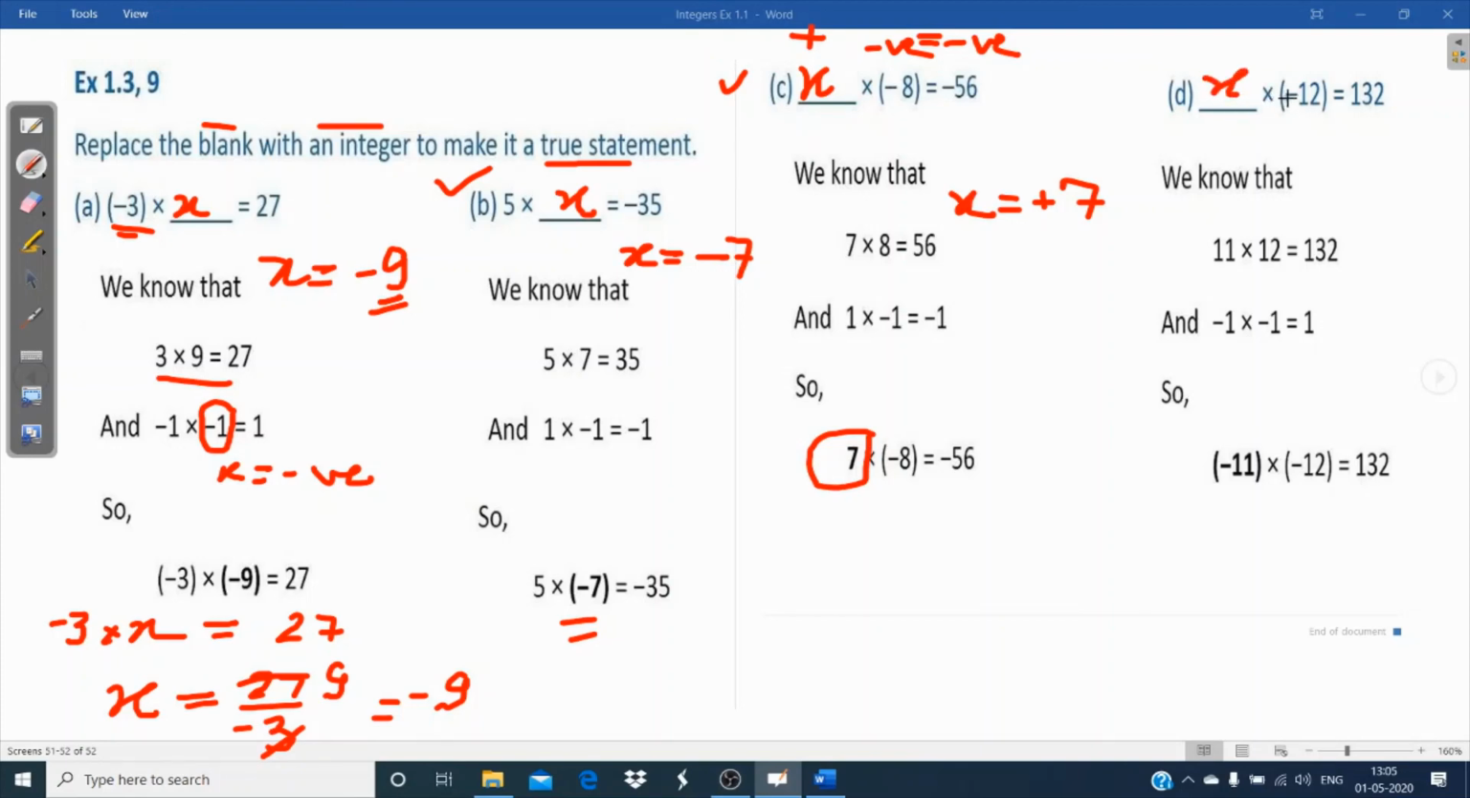Now, similarly in D part, let it be x. Now you have to get a positive integer as a product. A negative integer is there, and with this negative integer, if you want a positive outcome, you have to multiply by a negative, then only minus minus will become plus. So we got one hint: x should be negative. Now when you multiply 11 and 12, 11 twelves are 132.